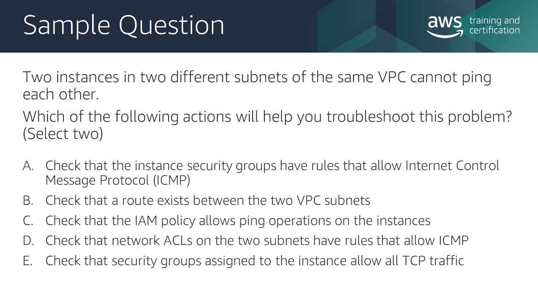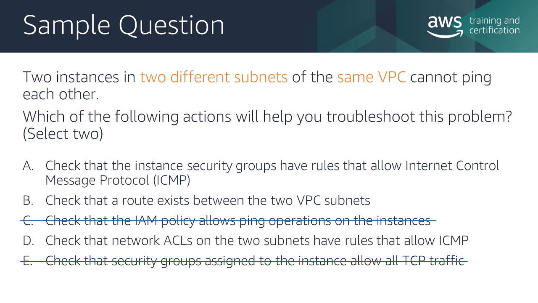So, next one. Again, it's another pick two. Two instances, two different subnets, same VPC. They can't ping each other. So what are my troubleshooting steps? Well, right away, I'm going to get rid of option C, an IAM policy that allows ping operations. IAM does not control network operations. Ping is not an API. It makes no sense.